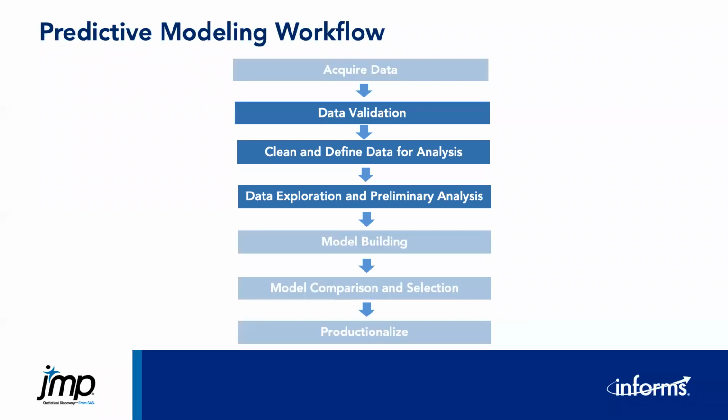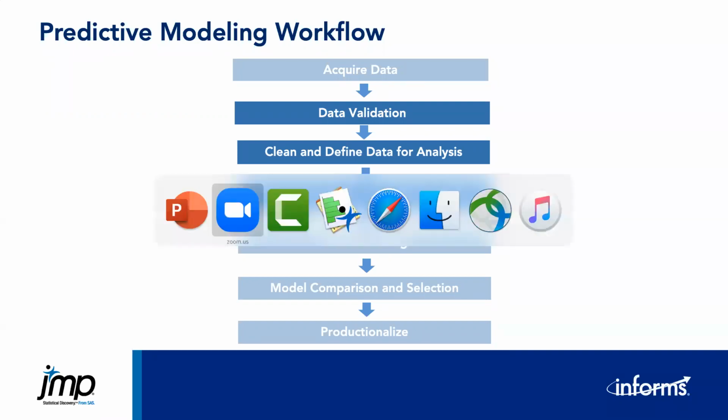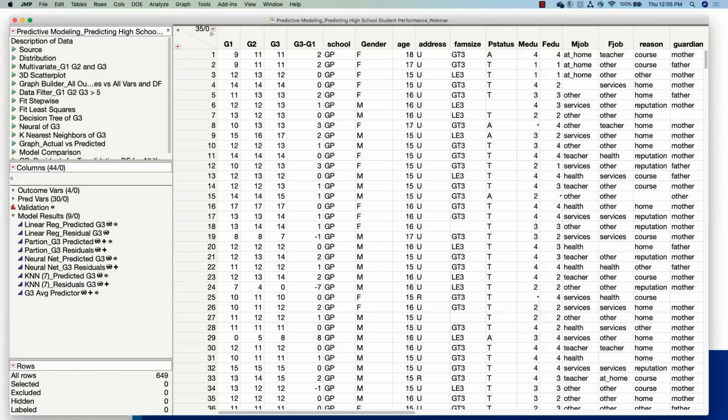So I'm going to start off at first focusing on if you have a data set, we're going to do a little bit of validation. We're going to clean up and define the data for analysis, and then we're going to do some initial exploration. So I'm going to start with that, and I'm just going to switch over here to the JMP software. Okay, so here's our data set.